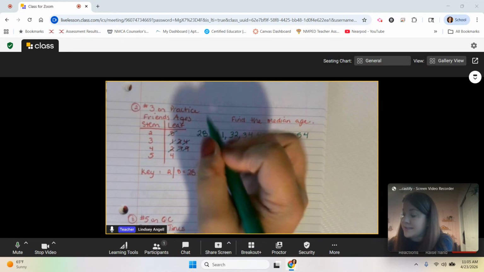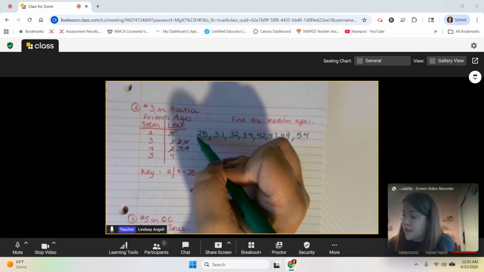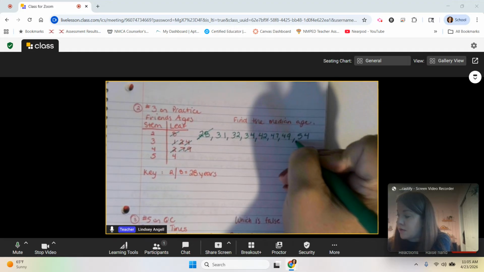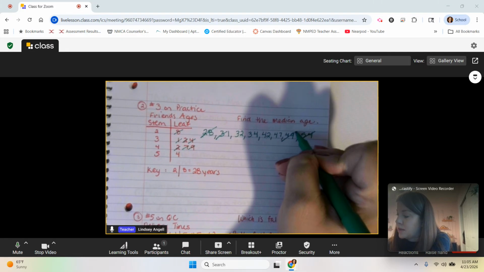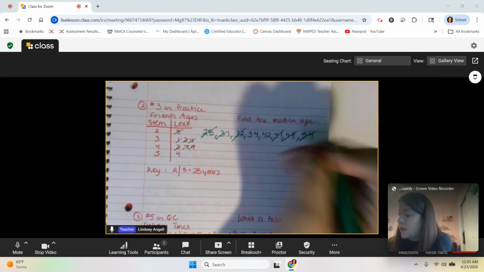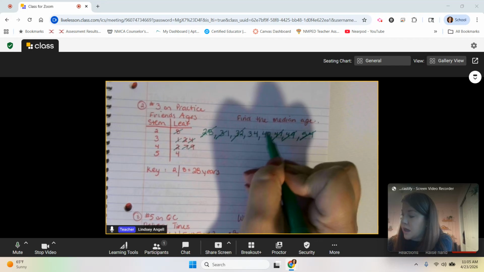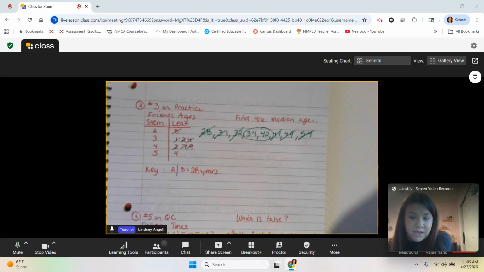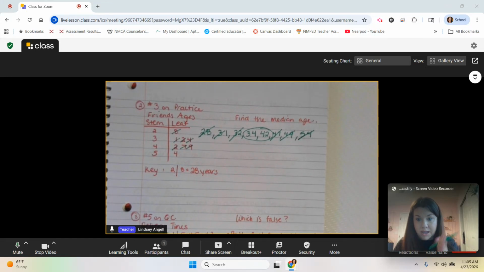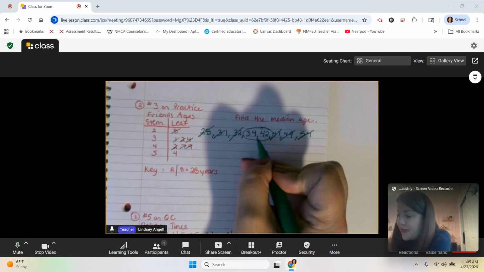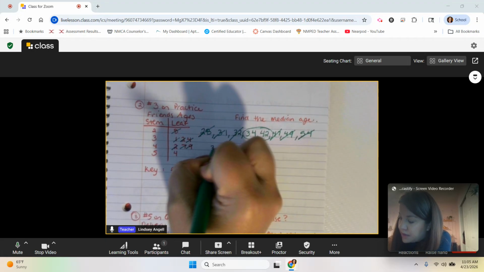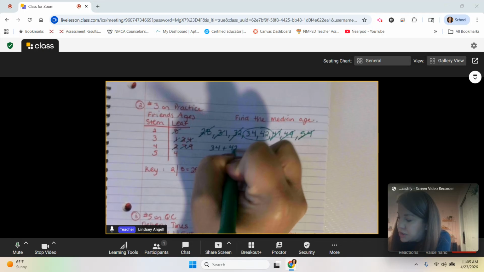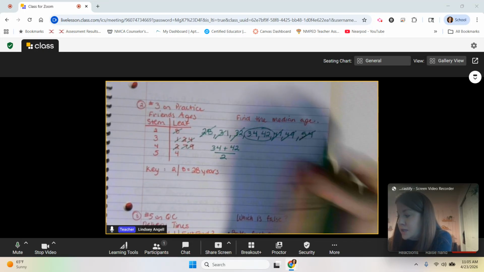You can also cross them off, but if you do that, you have to make sure, okay, I do one on the front, one on the back, one on the front, one on the back, one on the front, one on the back. Well, here I'm stuck with 2 numbers in the middle. So what I have to find now is what is the middle of those numbers? What is right in between 34 and 42? So to do that, I would average them. I would take 34 plus 42 and I would divide it by 2.